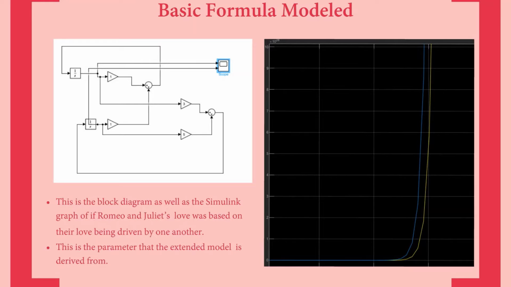This block diagram, as well as the Simulink graph of Romeo and Juliet, was based on their love model derived by one another. This model, using B and C, is what the extended model is based on, their love growing exponentially for one another rather than them growing indifferent of one another.